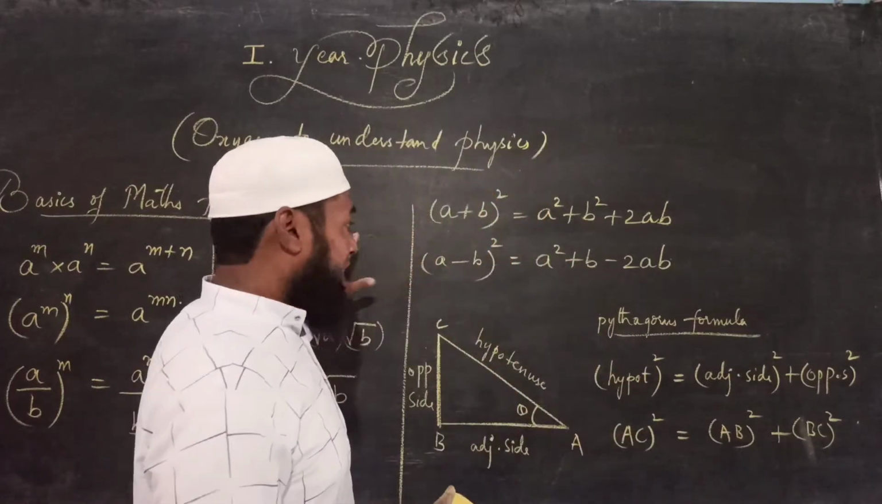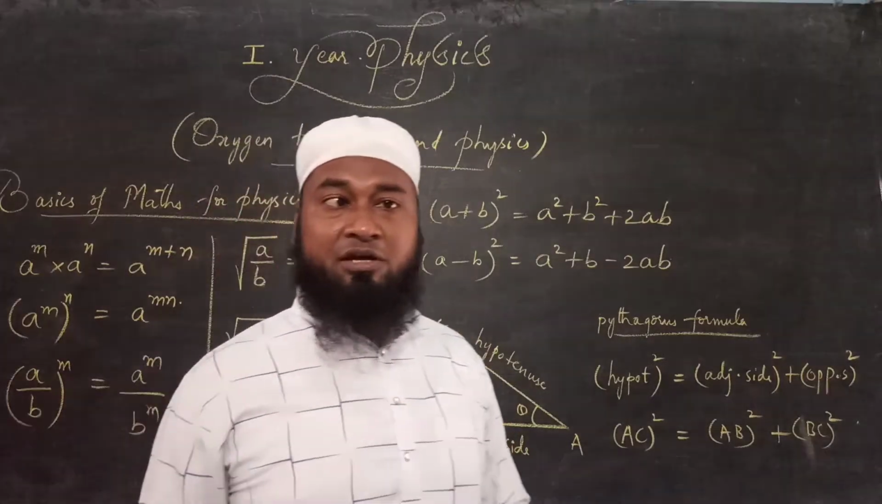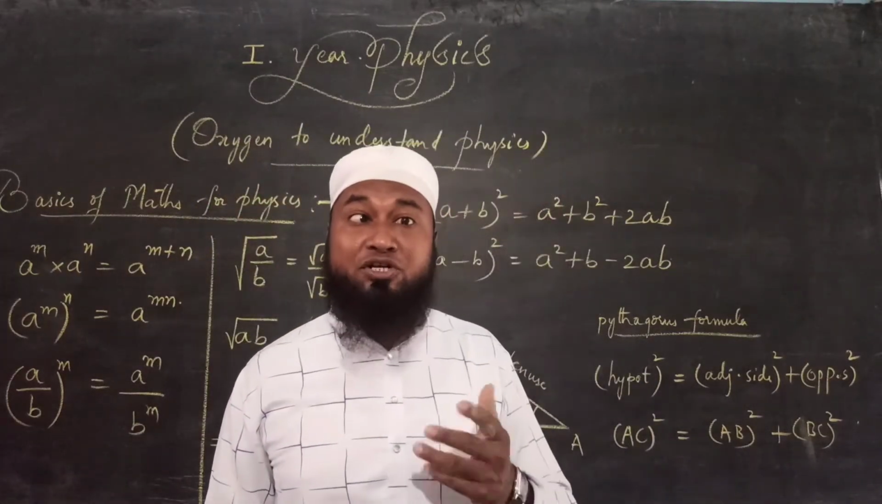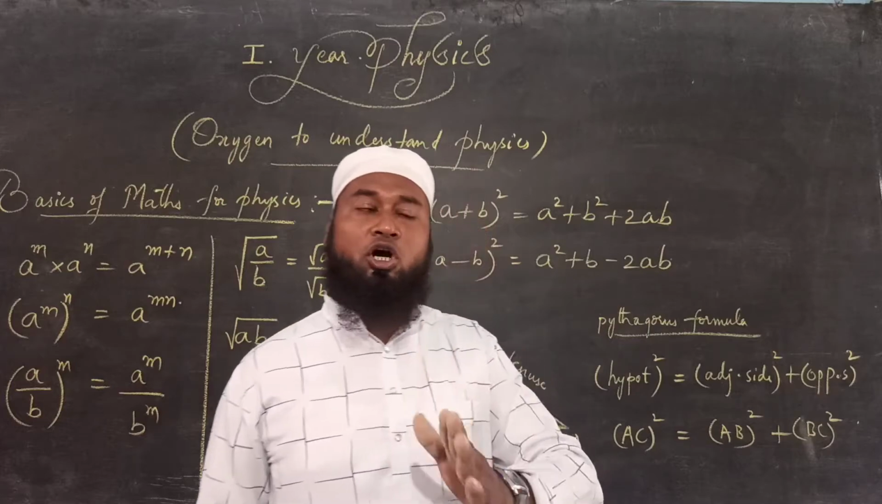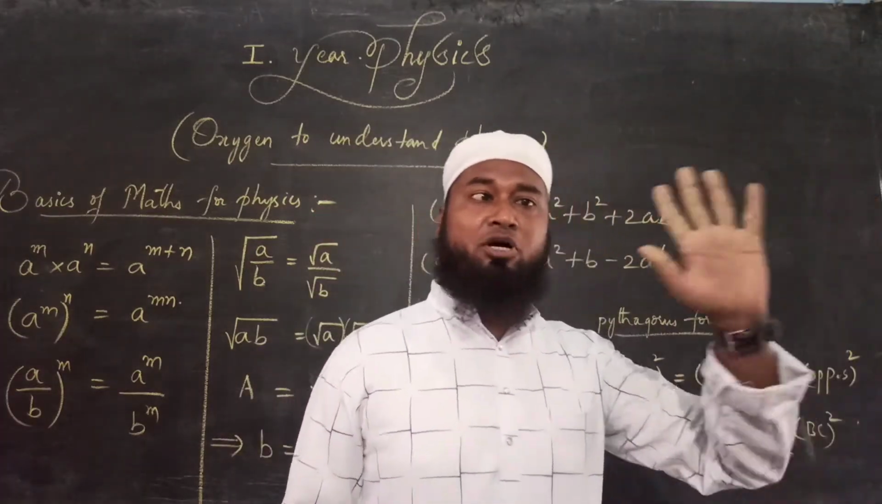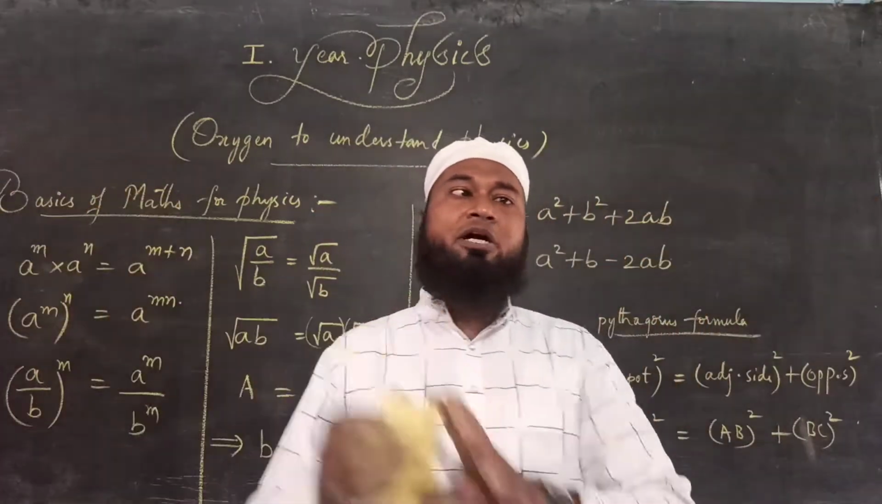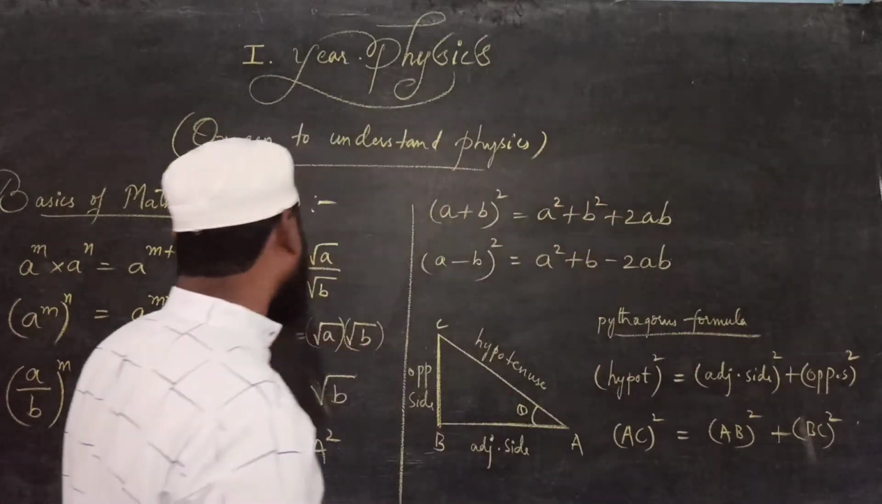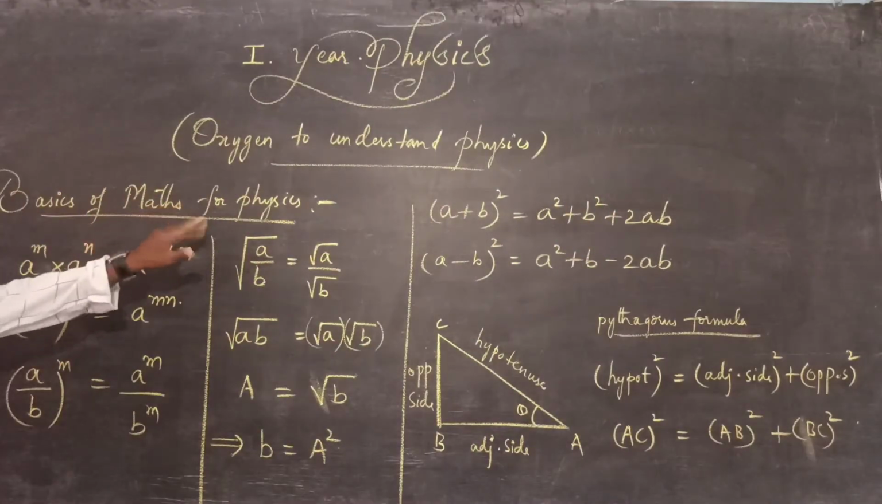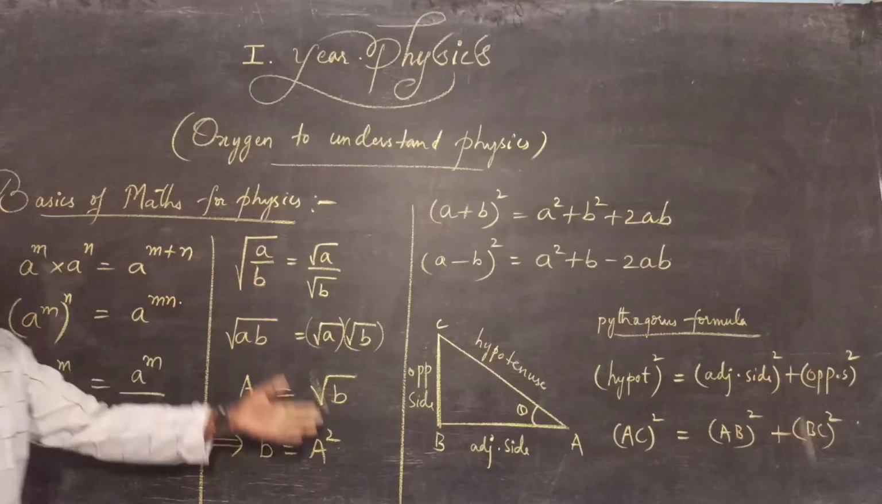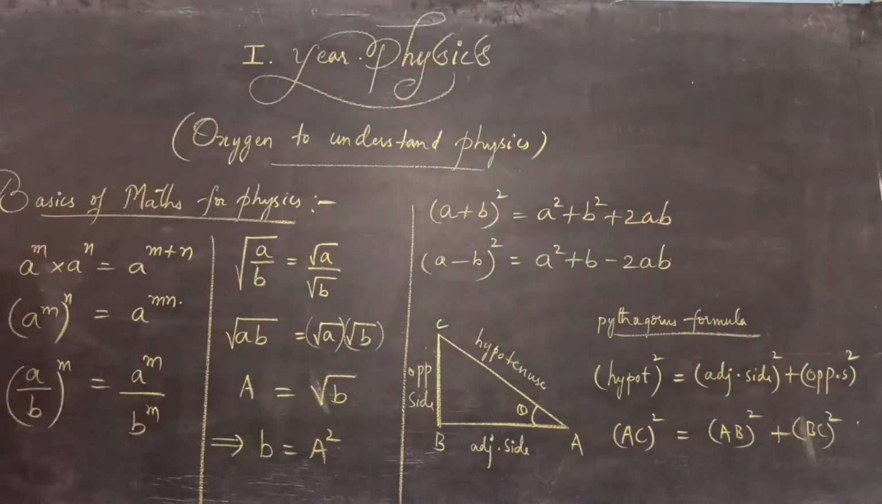So these are the formulas of mathematics. Why? Because mathematics is the language of physics. Without mathematics you cannot understand the theoretical part of physics as well as the derivative part of physics. So let us discuss the basics of maths for physics. These you have already learned at your school level. So let us discuss it very fast.